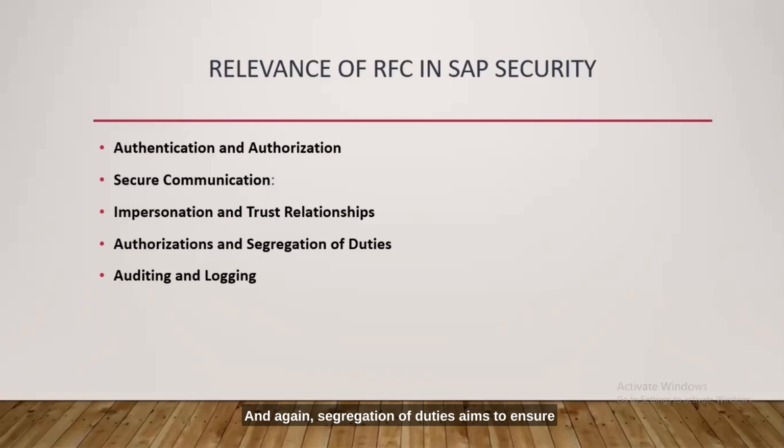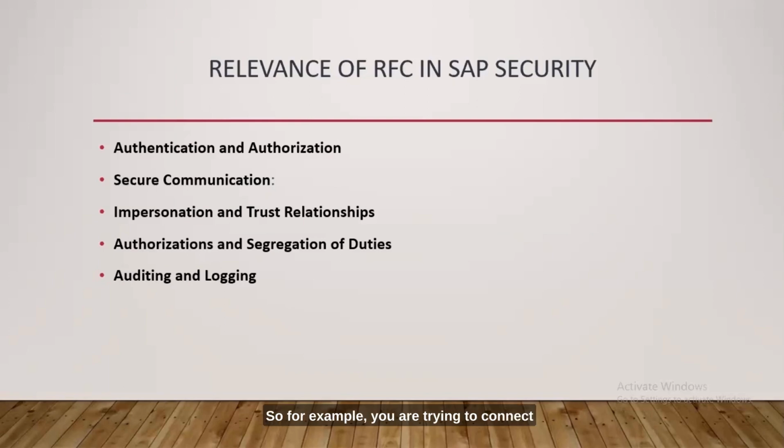Segregation of duties aims to ensure that no single user or entity has access to multiple functions or processes that could potentially lead to unauthorized actions or data manipulation. So that's why we come to assigning a client to a user. Though, like I said, it's possible you can have more than 1,000 users in a client. But because of some situations like the RFC connection situation, you need to have a user to a client.